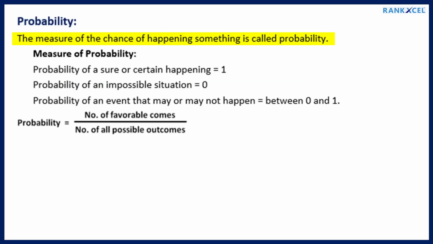Probability. The measure of the chance of something happening is called probability. Measure of probability. Probability of a sure or certain happening equals 1. Probability of an impossible situation equals 0. Probability of an event that may or may not happen lies between 0 and 1.